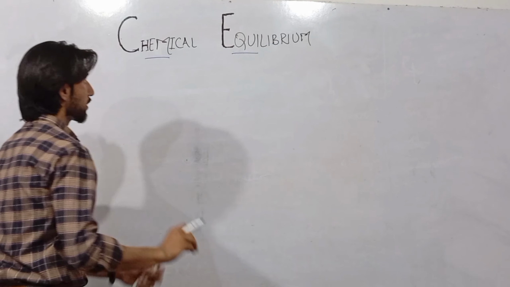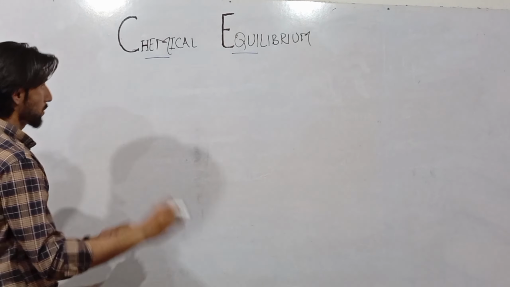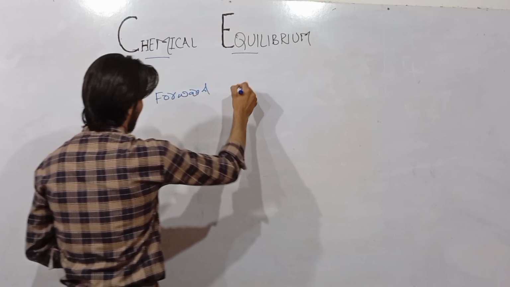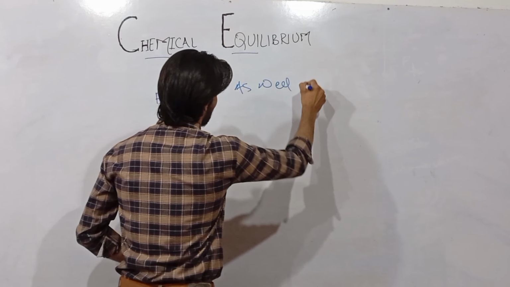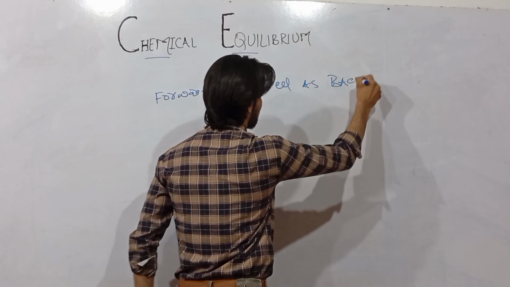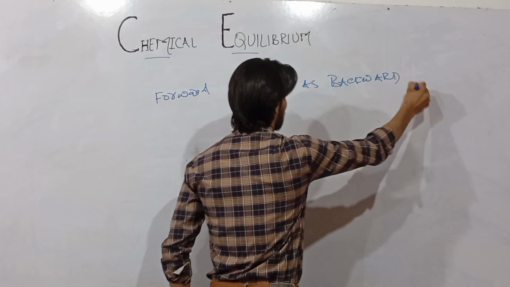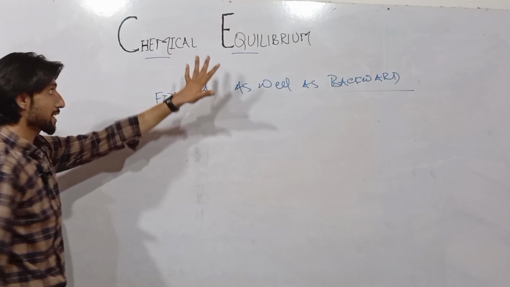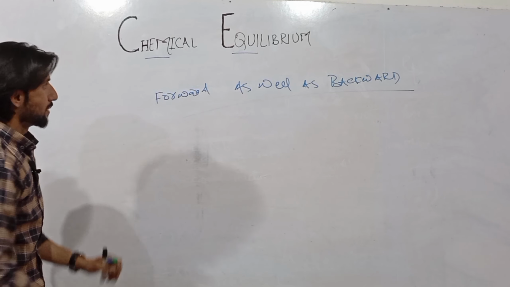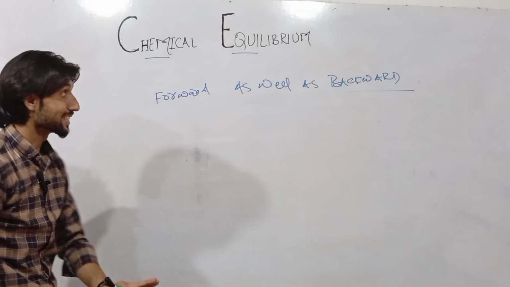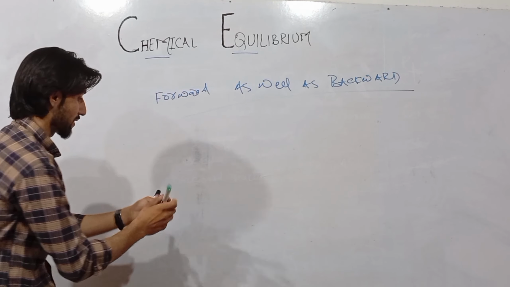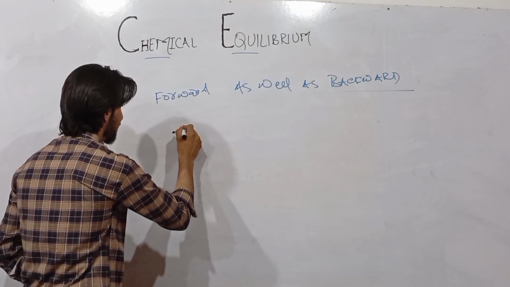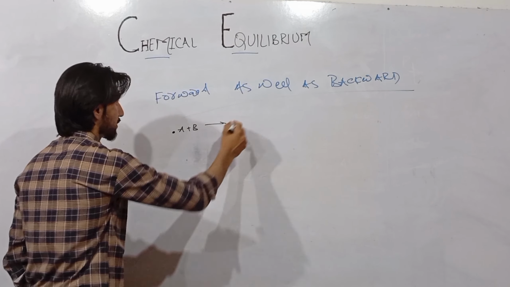It relates to chemical reactions that occur in both directions, forward as well as backward. This is the specialty of such reactions, and for these reactions we will discuss chemical equilibrium. First of all, I must say that these reactions happen in a closed vessel. So the first thing is, in such reactions, reactants combine to form products.